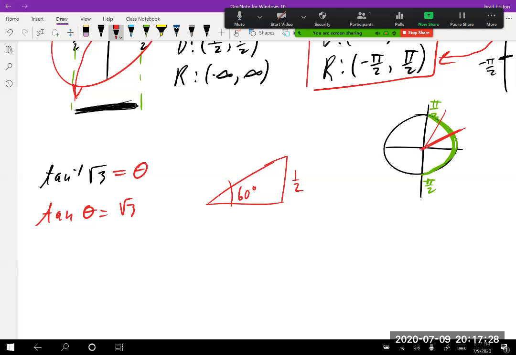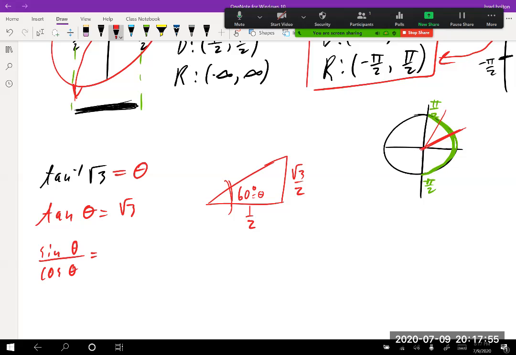Oh, wait, no, that's square root 3 over 2. Sorry about that. And this would be 1/2, right? So now what I'm going to do is ask, what angle would give me square root 3? I'm going to double check, and I'm going to find the sine of theta divided by the cosine of theta.